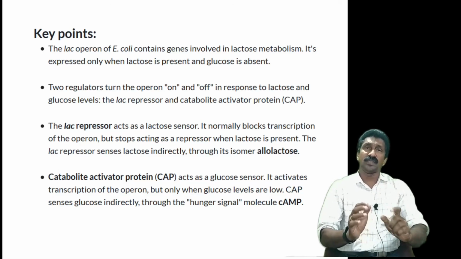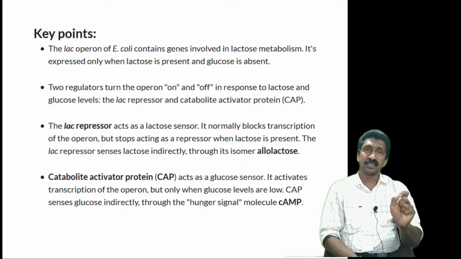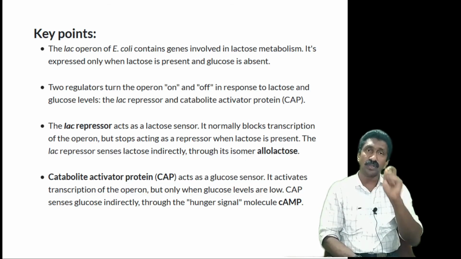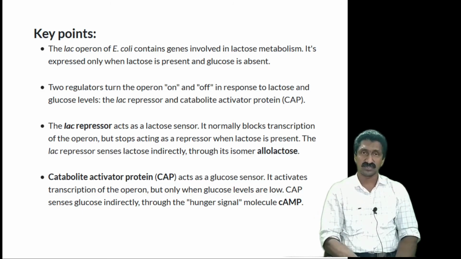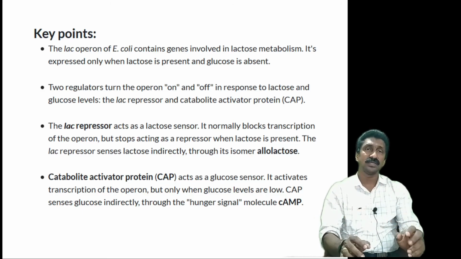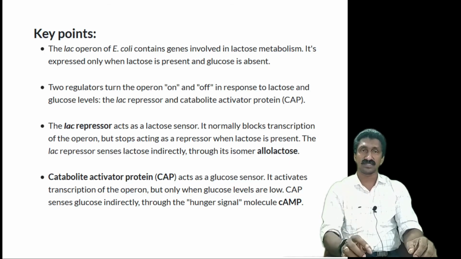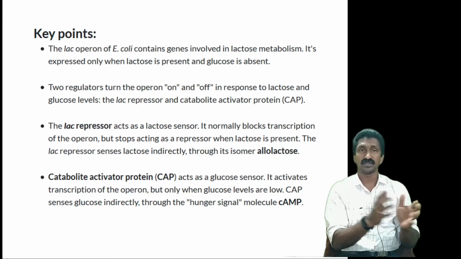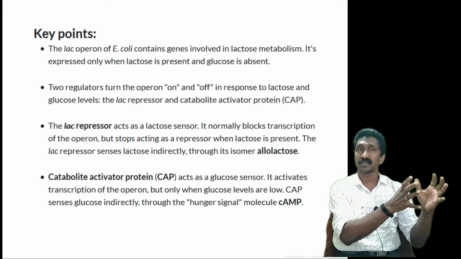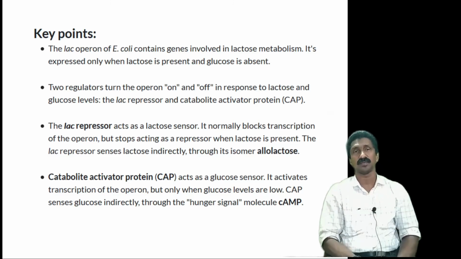The lac operon of the E. coli contains genes involved in lactose metabolism, and it's expressed only when lactose is present and glucose is absent. Two regulators turn the operon on and off in response to lactose and glucose levels. The lac repressor and catabolite activator protein CAP. So lac repressor is the negative system. Catabolite gene activator protein, that is CAP, is the positive system of regulation in case of lac operon.